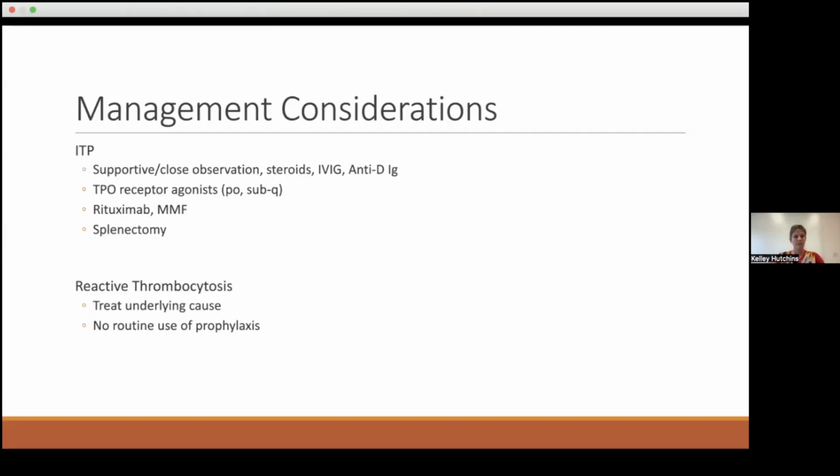So for management, just a few things for some of these specific entities I started to talk to you about. So ITP. So again, ITP, very common. Fortunately, most of these patients will recover on their own over time. So if you have a confident diagnosis of ITP, not always, but the vast majority of the time, you can actually closely monitor them without further medications.